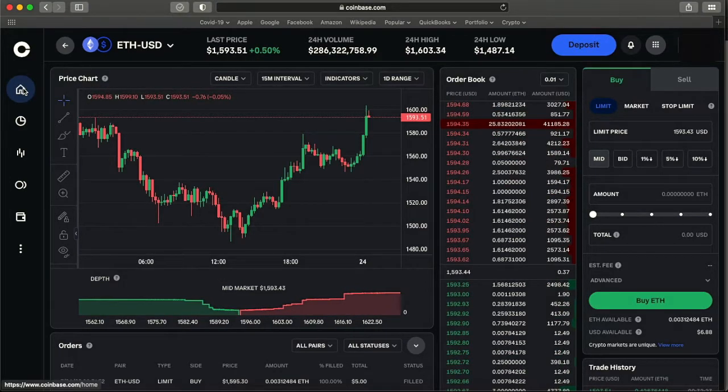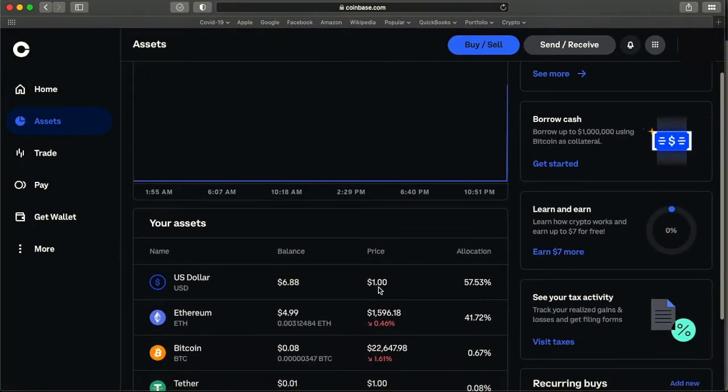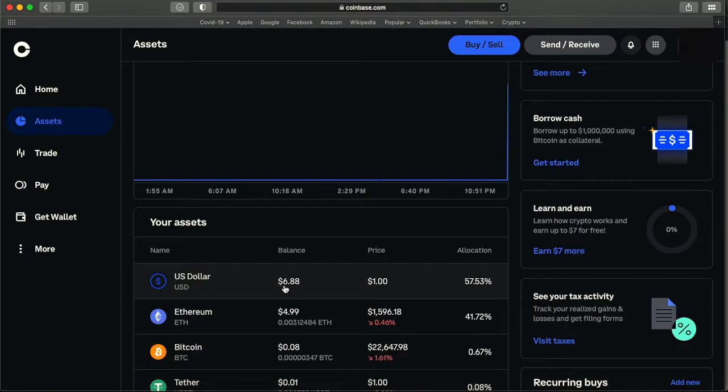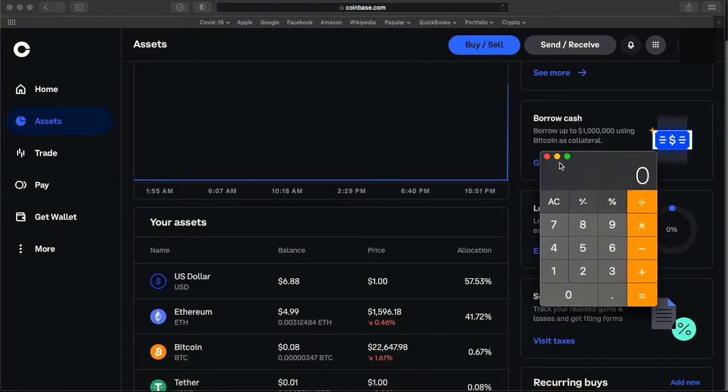I can go back to my assets, and now I can see that I have less USD, which subtracted out the $5 plus the fee, and I now have, I guess it was 3 cents, so it's $4.99 worth of Ethereum, which is 0.003128484 ETH.